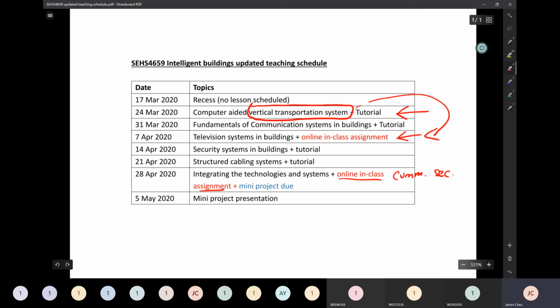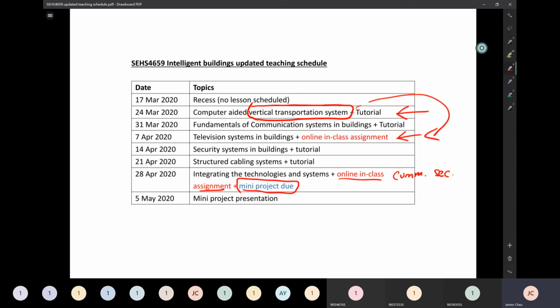It is arranged on 28th of April, and on that day you will have your mini project submission. Remember we have a mini project that we asked you to form groups for, on the intelligent system in a building. And in the last lecture on 5th of May we have the mini project presentation, and the detail we will give you later.